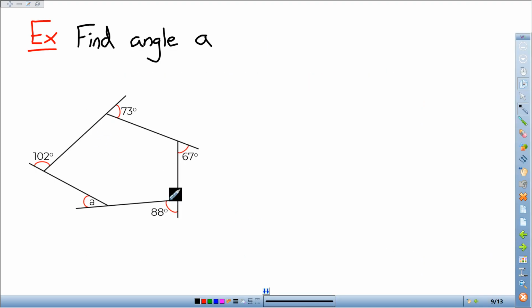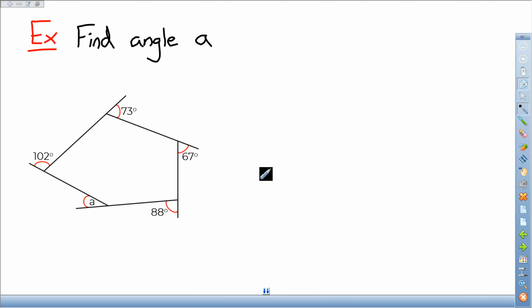Go ahead and copy this polygon here with these exterior angles, and we're going to find the measure of angle A. By the way, when you draw these, you can probably just draw the polygon first, and then after that, extend the side lengths. I think that's probably the easiest way of drawing these. So yeah, go ahead and get that.